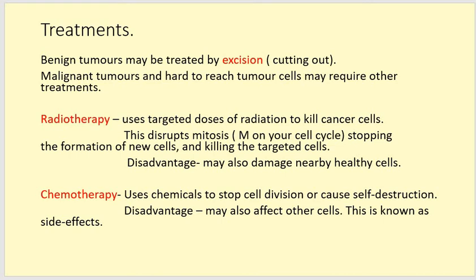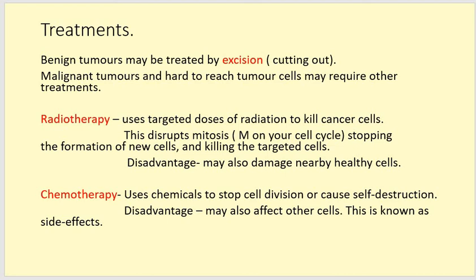So there's two things we can do here. We can have radiotherapy as a treatment, which uses targeted doses of radiation to kill the cancer cells. You actually disrupt mitosis to stop the cells multiplying, to stop the tumour getting any bigger, and those cells will die and the tumour will die with it. But it can also kill nearby healthy cells, so that is a rather negative side effect.